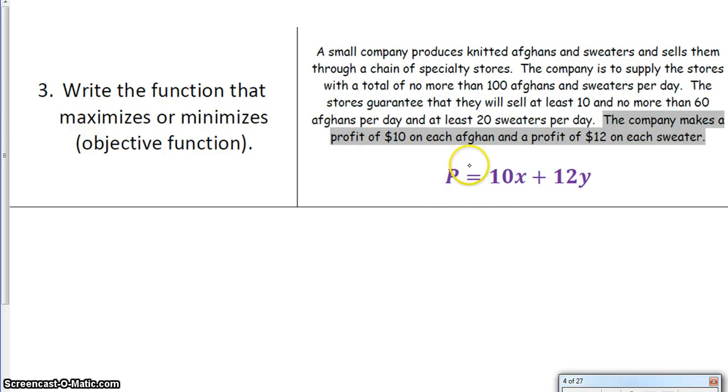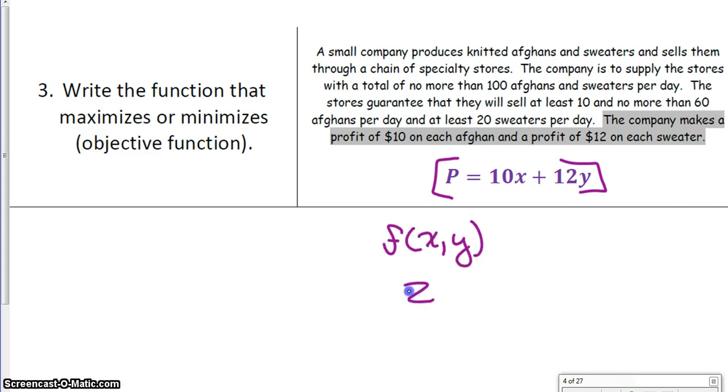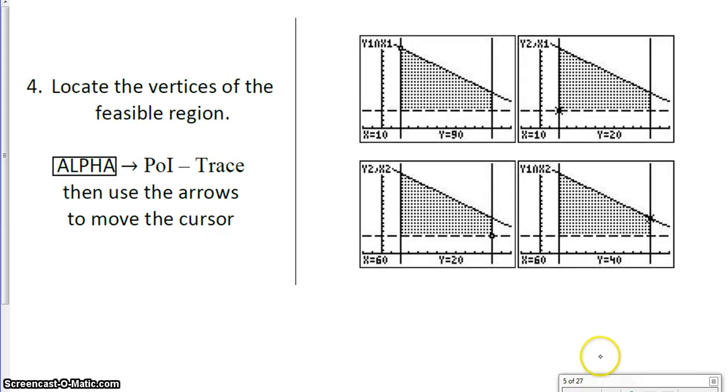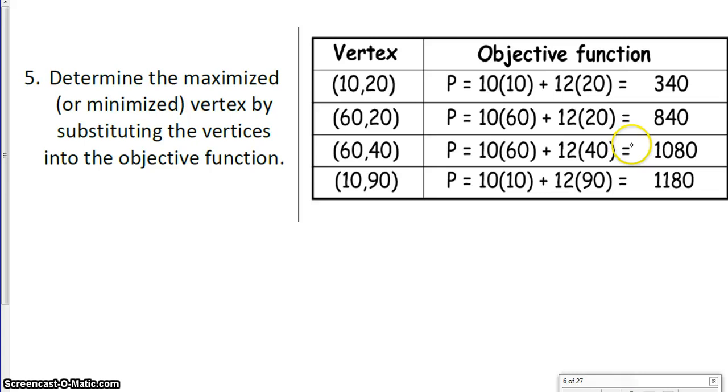Then we write the function that maximizes or minimizes. They called it P here, but remember we can also call that the function at point x, y, or we could have also called it Z. Remember both of those are also used. Then we have to locate the vertex points. In a graphing calculator, you would do it by finding the intersection of the lines, but hopefully you found it on your graph. And then we found these points. Hopefully you found (10, 20), (60, 20), (60, 40), and (10, 90).